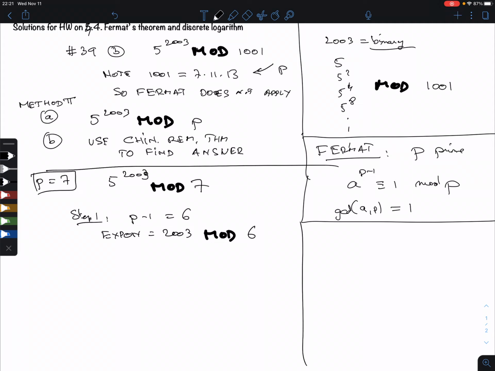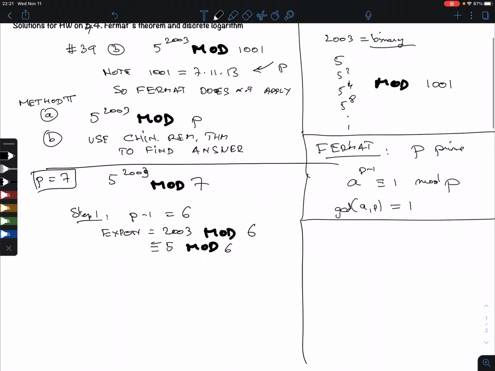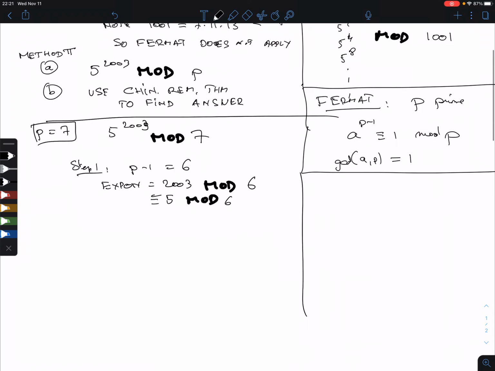That takes a little bit of work, not that much, so let's do this quickly. 2003 divided by 6 is 333. So 333 times 6 is 1998. So this happens to be 5 mod 6. There are not many possibilities, so it's not so hard to check this. I just calculated it. Sorry, it's true what I said.